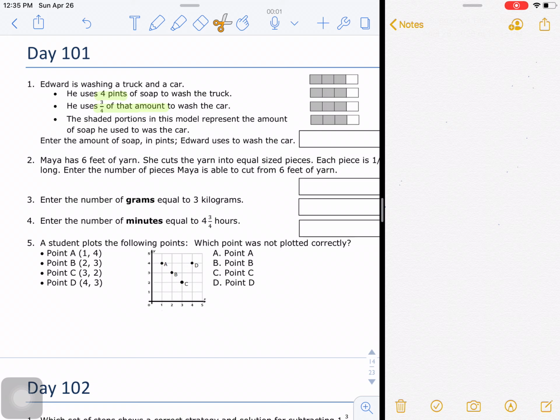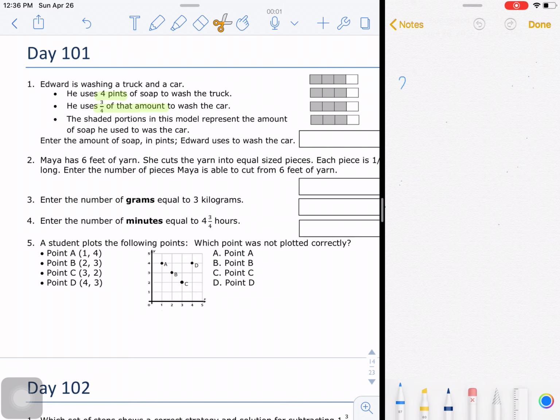So I highlighted the amount of soap he used to wash the truck, which is 4 pints. I highlighted the amount of soap he used to wash the car, which is 3/4 of that amount. And that amount is referring to the amount that he used to wash the truck, which was 4 pints. If we look at our diagram, we have 4 tape diagrams, and they're each broken into fourths, and 3 of the fourths are used for the car. So what I'm going to do is take what we know, and that is we're trying to find how much soap he uses for the car.